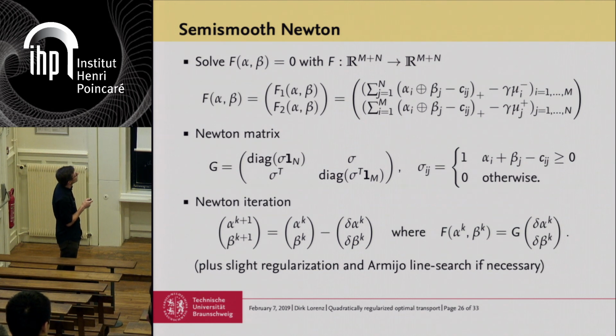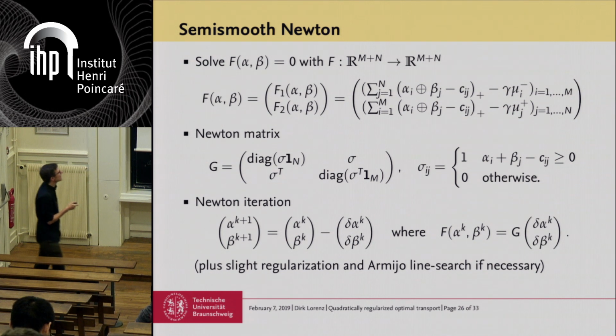And if you want to calculate the derivative of this function with respect to alpha and beta, you end up with a very simple matrix. So what you first do is you have a look where this argument here is positive and where it's not, and you build a matrix out of this. So an m by n matrix of 0s and 1s, and it gets a 1 in every place where this function here is positive, and gets a 0 otherwise. So this sigma goes in the Newton matrix over here. You get sigma transposed over there, and here you get the row sums of sigma on the diagonal, and here you get the column sums of sigma on the diagonal. So that's the Newton matrix, or a Newton derivative of this function over here.